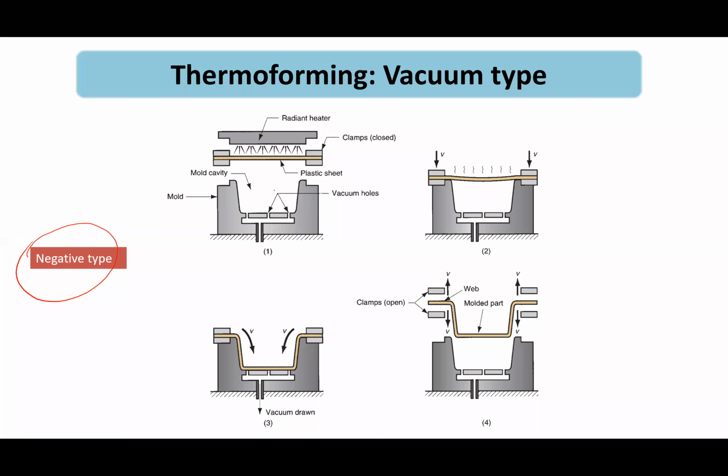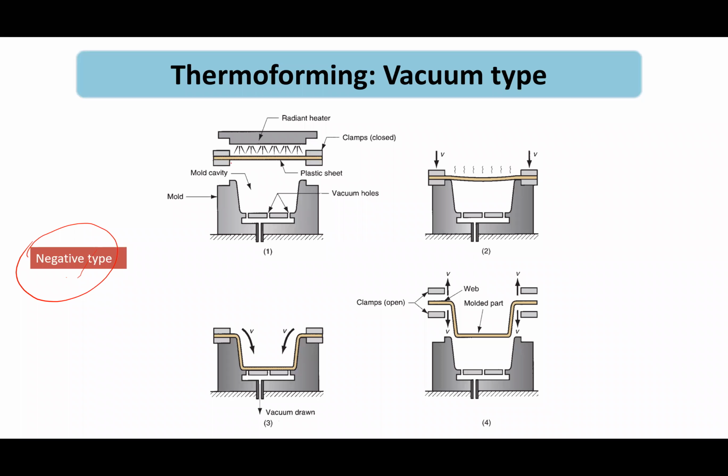All right, this is concave type. So if the mold cavity is concave type, then it is called negative type. And if there's no cavity, and instead of the cavity there is a kind of convex type structure, then it will be positive type. I'll show you that. First, I would like to discuss how this process is done.